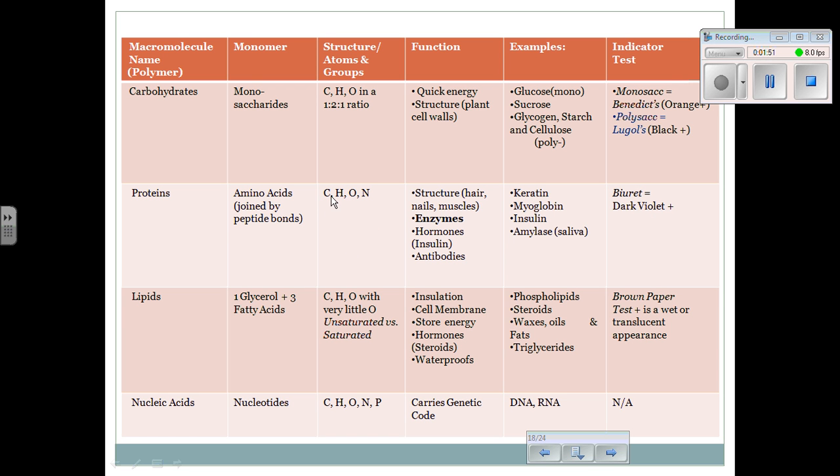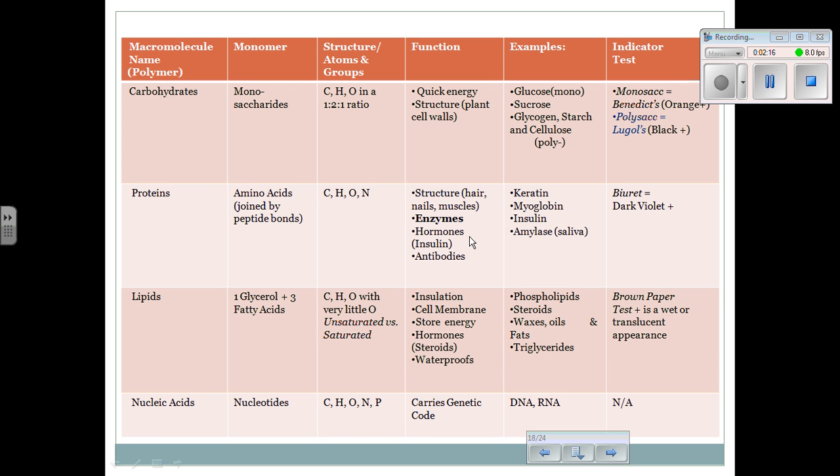And again, we're looking at the structure of carbon, hydrogen, oxygen, and nitrogen. The function of proteins are for structure, enzymes. Every chemical reaction in our body is due to enzymes. The second that you put a piece of food in your mouth, enzymes in your saliva start breaking it down.